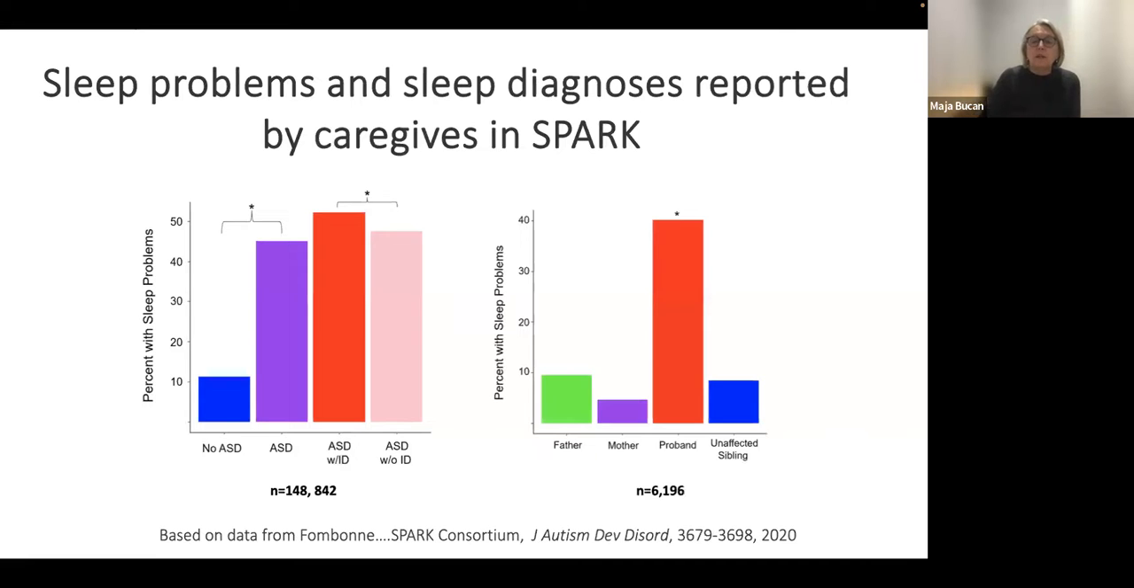In my view, particularly telling are data coming from so-called quartet families, families where we have data from caregiver reports on both parents and two children, one with autism and one unaffected sibling. You can see the same number that we have seen before among probands and individuals. Sleep problems are reported in 40%. On the other hand, this number is 10% or less in the father, mother, or unaffected sibling.